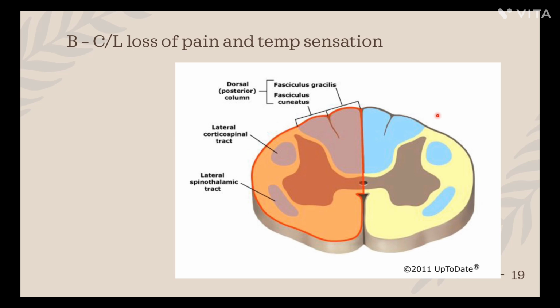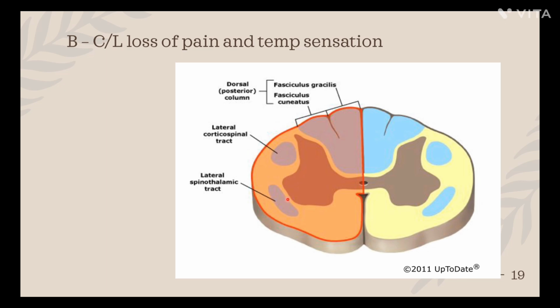You have to know the pathways and where they cross. This is your dorsal column, fasciculus gracilis medially, fasciculus cuneatus laterally, and the lumbar is more medial and your cervical is more lateral. It is crossing only at the medulla. Then the lateral corticospinal tract and lateral spinothalamic tract.